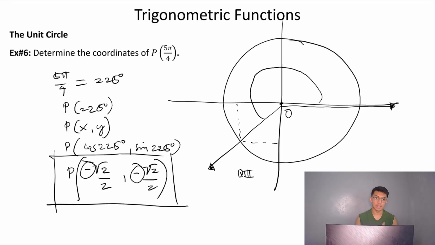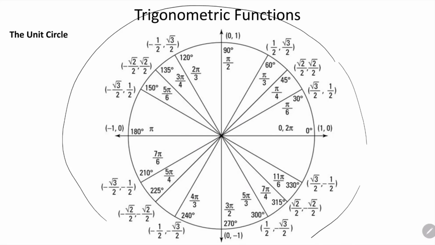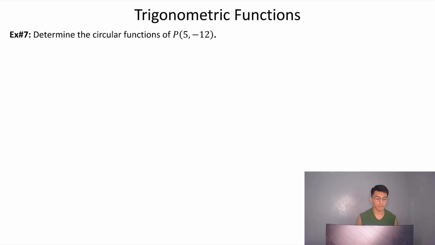Para hindi na ulit tayo mahirapan, ito na yung ating unit circle for all the special and quadrantal angles. Lahat yan, ito na yung ating position with all the corresponding signs, positive or negative, for 30 degrees, 45 degrees, 60 degrees, all the way to the full rotation 360 degrees. What if we are asked to find the values of the trigonometric functions, or in other terms, in unit circle, the circular functions given only the coordinates? Now, let's take example number 7.